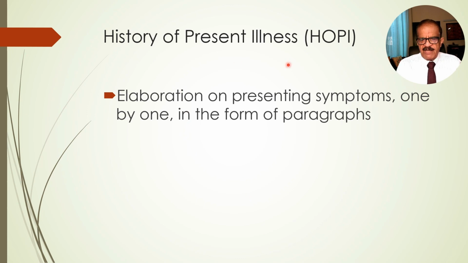Now, history of present illness. After personal profile, you write down presenting symptoms, and then you come to this history of present illness. This is actually a description of the patient's problem. So this is elaboration on presenting symptoms one by one in the form of paragraphs. It typically starts as: patient was in his or her usual state of health till when the patient developed this problem, like this. Or it starts like: patient is a known diabetic and hypertensive and developed this one, like this. Typically we start it like this.